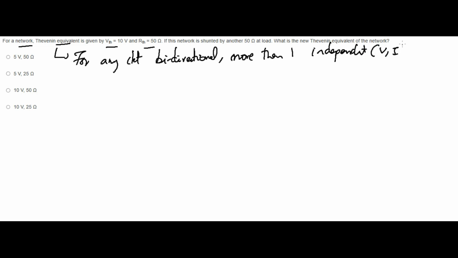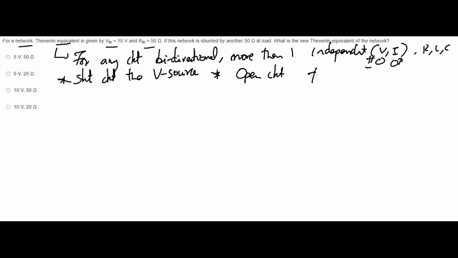Independent sources means voltage and current sources. This is the voltage source here, and this is the current source here. The connected components, resistor, inductor, or capacitor, stay as they are. The main important thing is that you make the voltage source a short circuit, and the current source an open circuit.